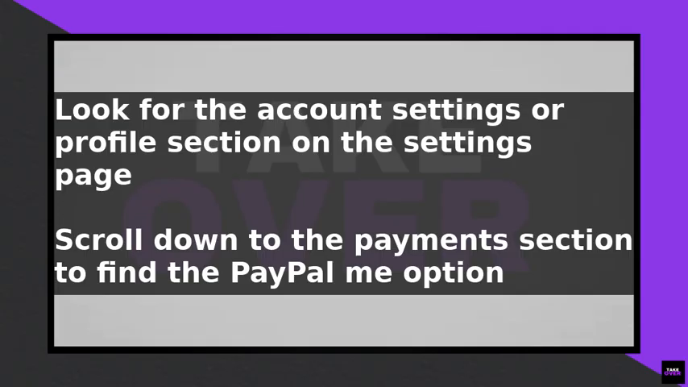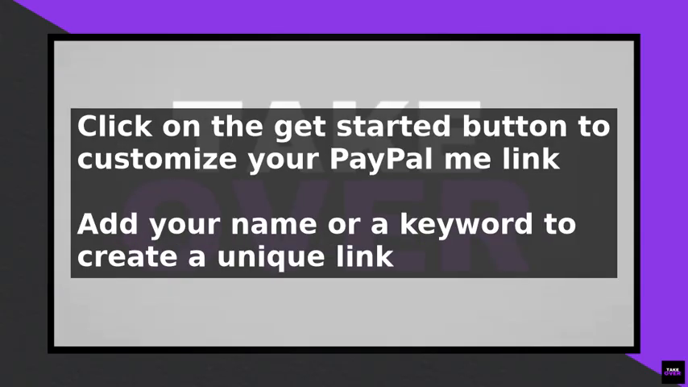To find your PayPal Me link, click on the Get Started or Set Up button next to the PayPal Me option. This will take you to a page where you can customize your link by adding your name or a keyword. For example, if your name is John Smith, your PayPal Me link could be PayPal Me John Smith. You can also add a specific keyword to make it easier for others to find and remember your link.